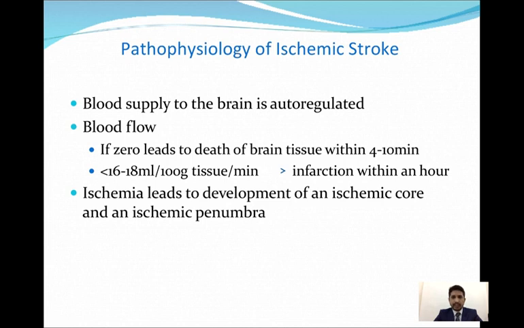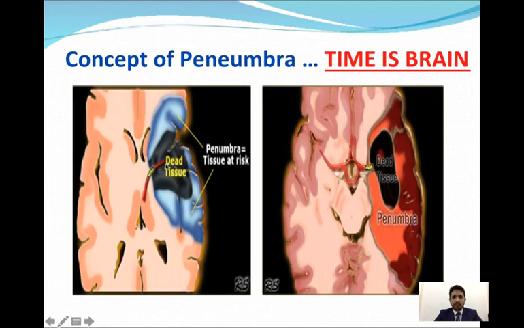So what happens is that when a blood vessel is blocked, ischemia develops. And then there is tissue in the center which is directly involved by the blockage, and this tissue becomes necrosed and dead. This is called the core. This is the core of the infarct. And then there is an area around the core that is not infarcted yet, but it is at risk of becoming infarcted and can convert into core. So this is called penumbra.